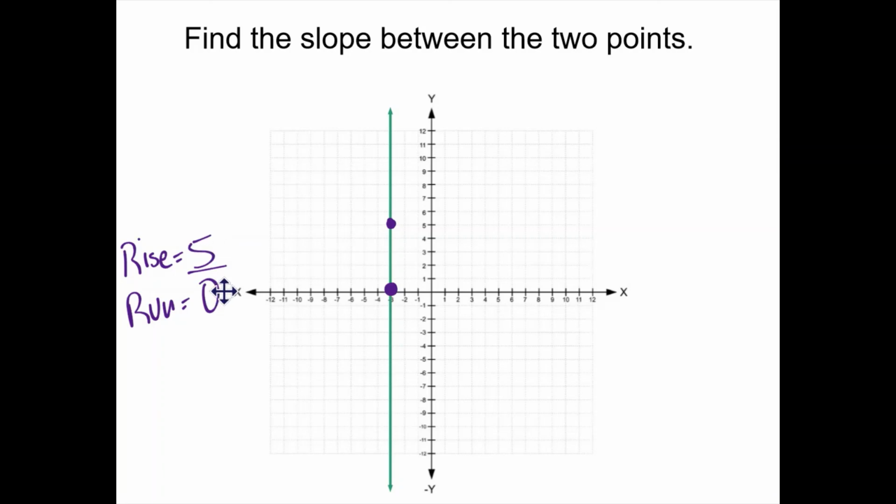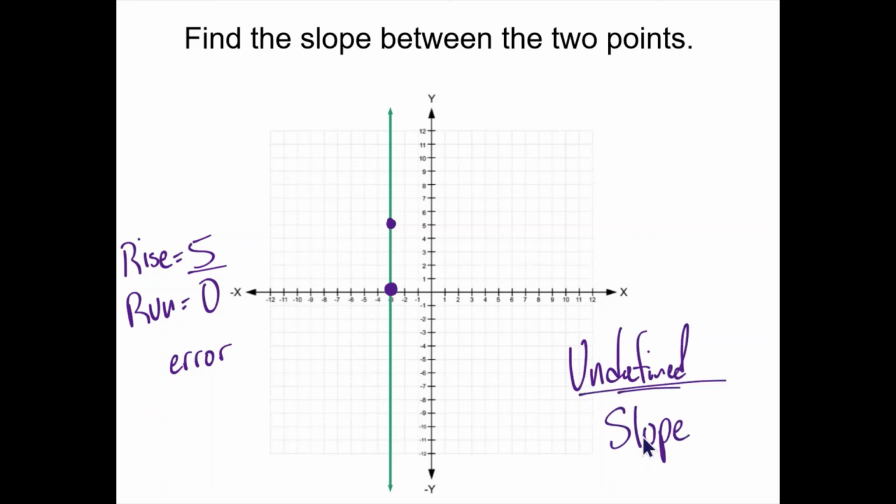However, we actually can't divide this fraction. 5 divided by 0 will give you an error message in the calculator because this is an undefined term in math, and we call this an undefined slope. It's undefined because we literally don't have a definition for this fraction. There is no way to represent this as a number because you can't actually divide something by 0. If you think about that in terms of like division as a grouping, you can't split something into 0 groups.